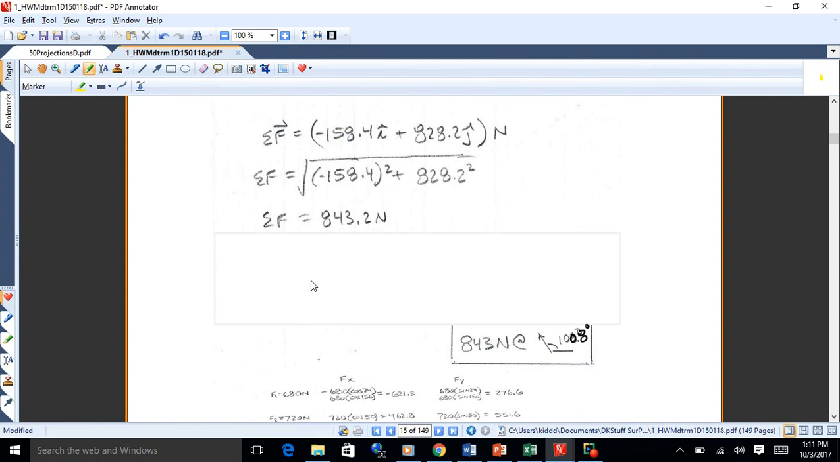So we all right with that? We got any questions with that bit? Yeah. Can we use, instead of like 100.8, like 10.8 west of north, something like that?